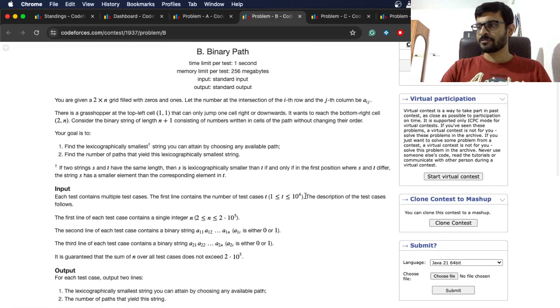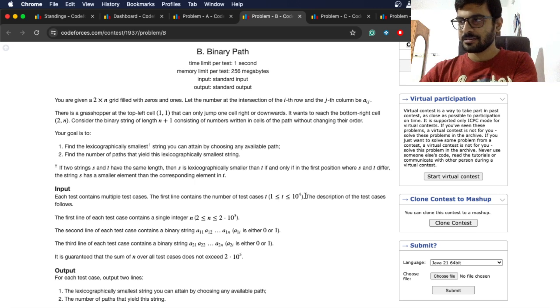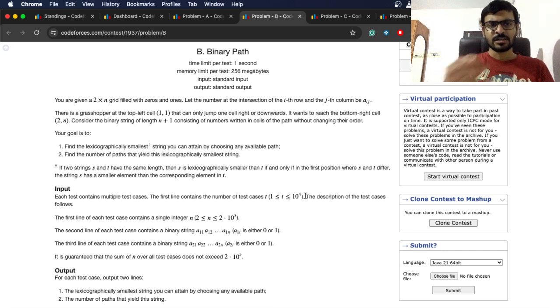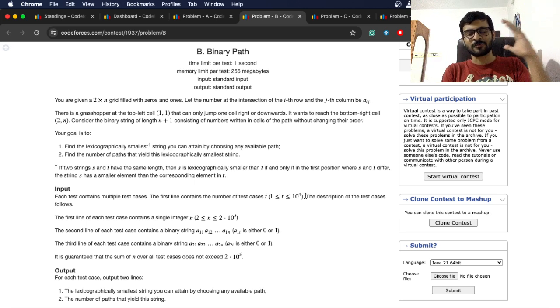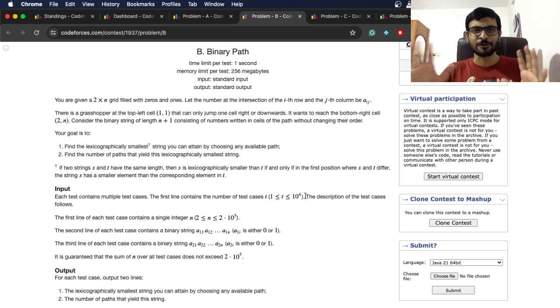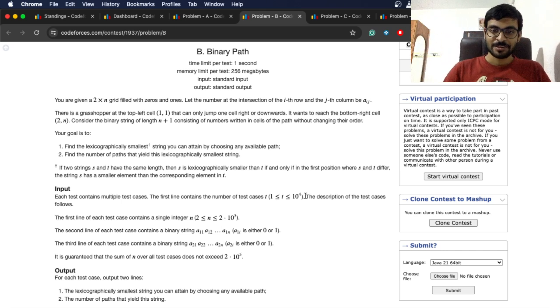The problem of binary path. This again is quite an interesting problem because the first few lines tell you what topic this problem should be based on. There is a 2 cross n grid. You are moving from the top left to bottom right. Clearly in many people's minds, DP will come automatically. That okay, from the top left to the bottom right, I'm going in 1 step or 2 step, whatever. There is a common DP kind of thing that works in the mind.